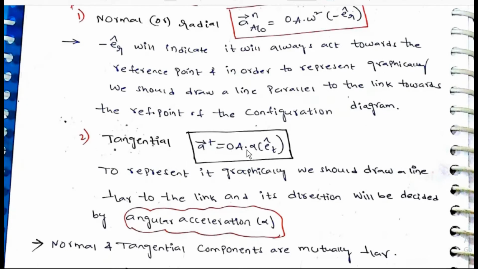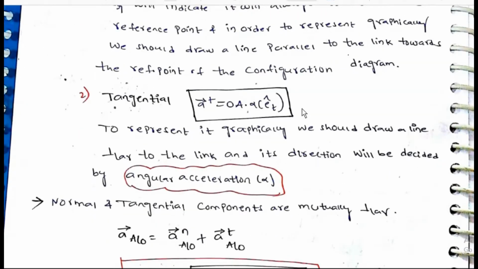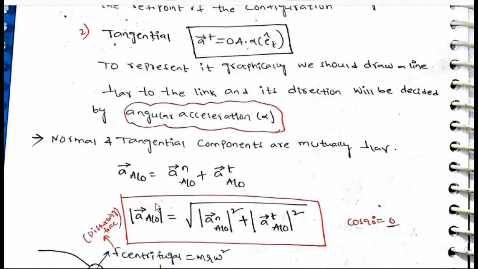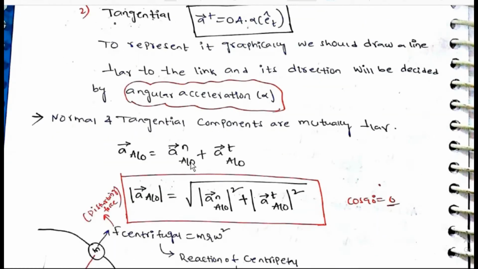Tangential component AT bar is equal to OA alpha ET cap. To represent it graphically, we should draw a line perpendicular to the link, and its direction will be decided by the angular acceleration alpha. The normal and tangential components are mutually perpendicular. A by O is equal to A bar normal A by O plus A bar tangential A by O.